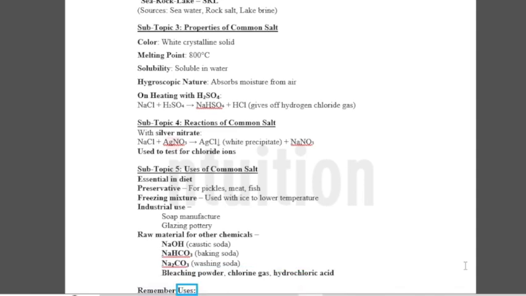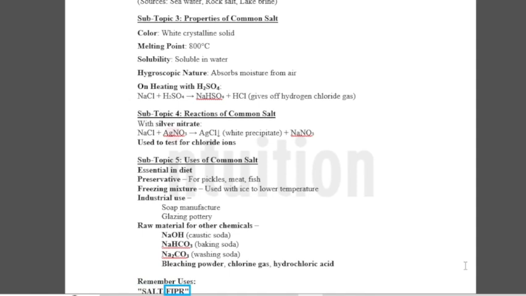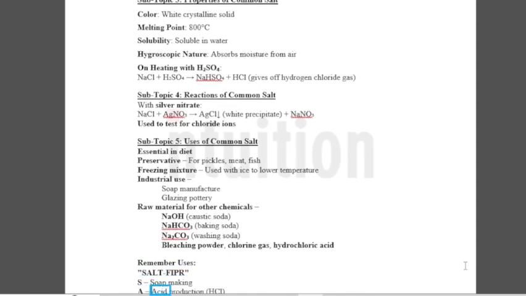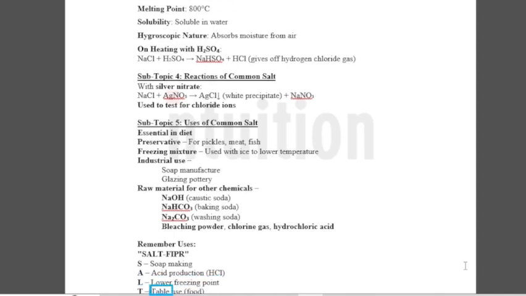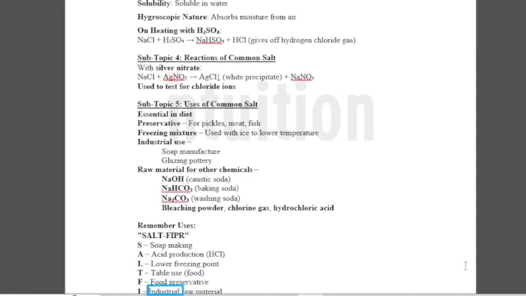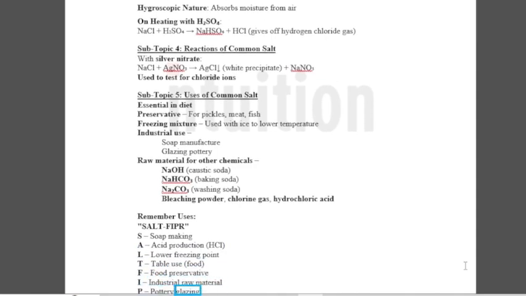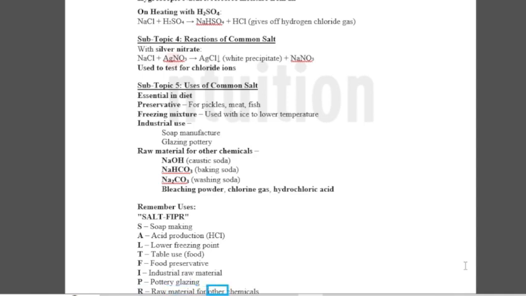Remember uses of salt: FIPR SALT. S: soap making. A: acid production, HCl. L: lower freezing point. T: table use, food. F: food preservative. I: industrial raw material. P: pottery glazing. R: raw material for other chemicals.